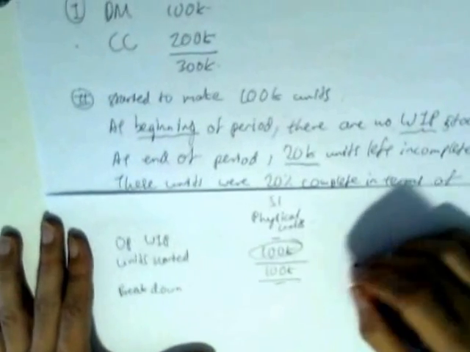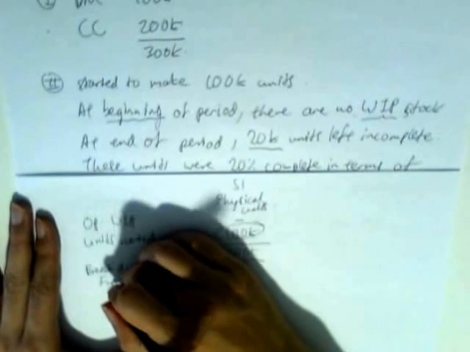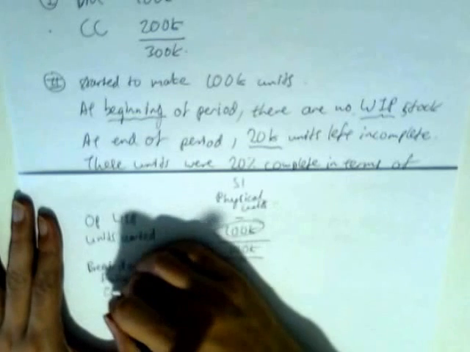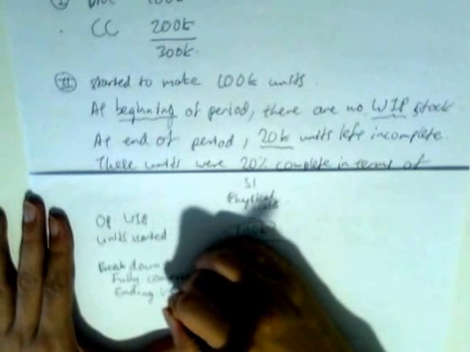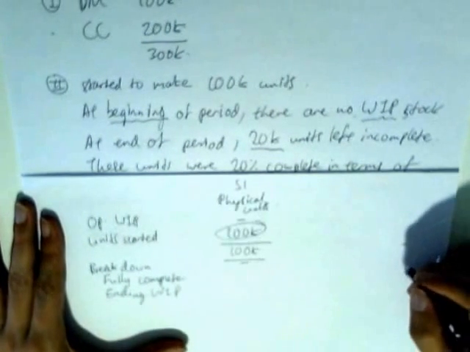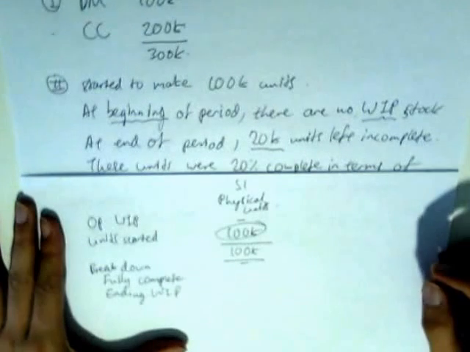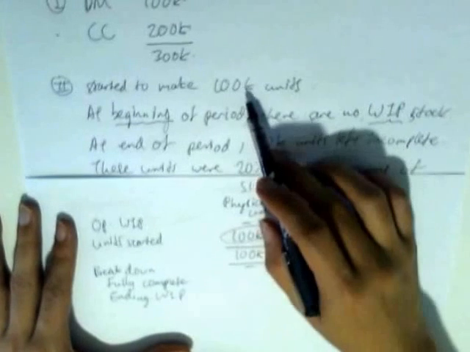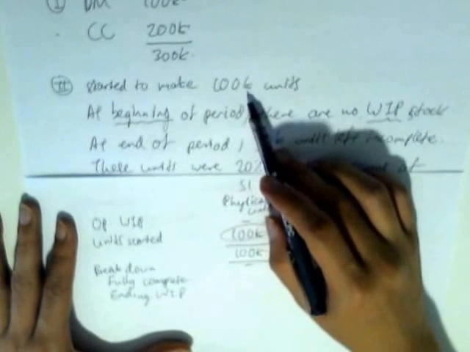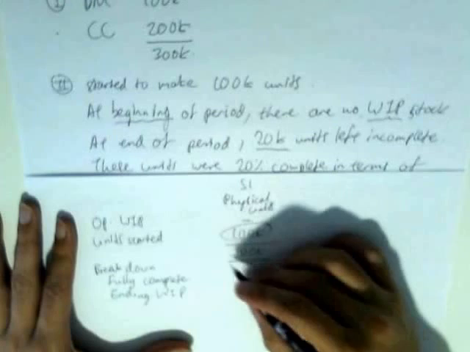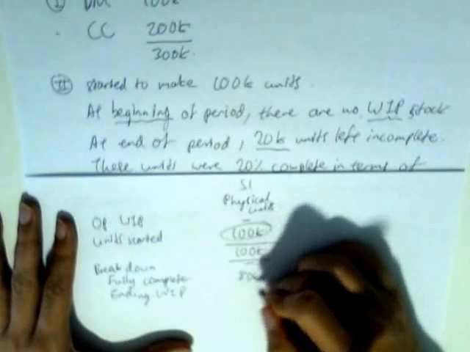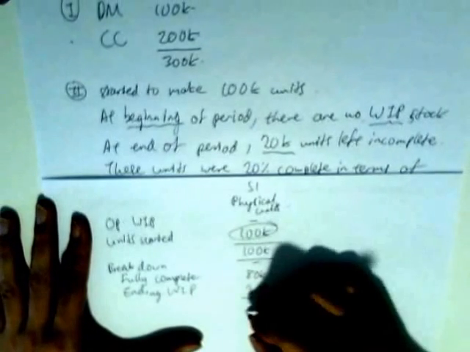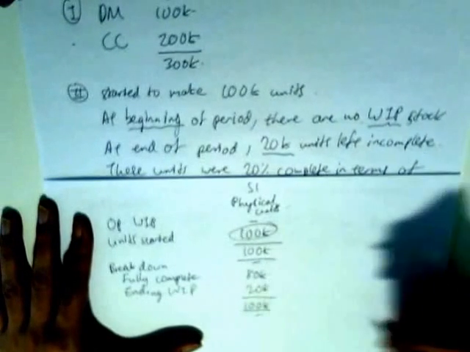So my breakdown tells me that there are those that are fully complete and those that are not complete. They become our ending work in progress or closing work in progress. Question: if you have 20,000 not complete, you try to make 100,000, so this implies that you have completed 80,000, but 20,000 still incomplete, and we call that work in progress. So total there were 100,000 units.